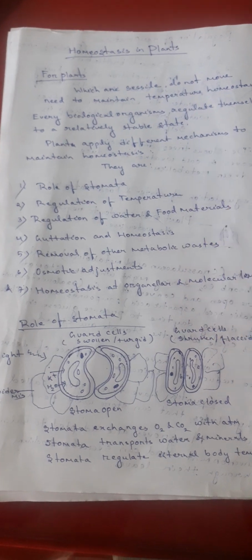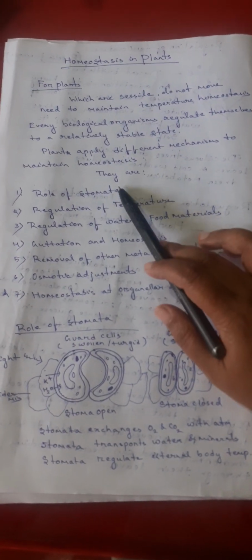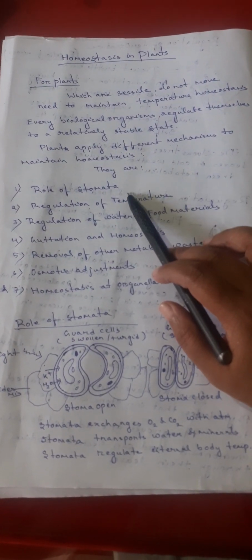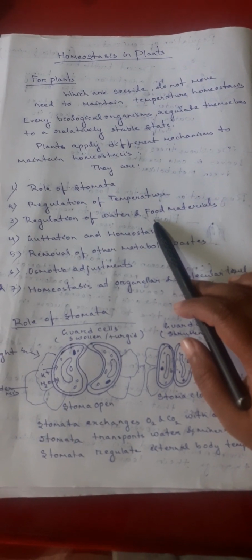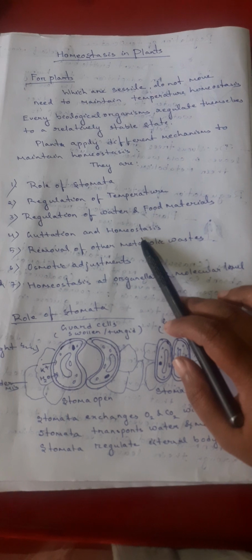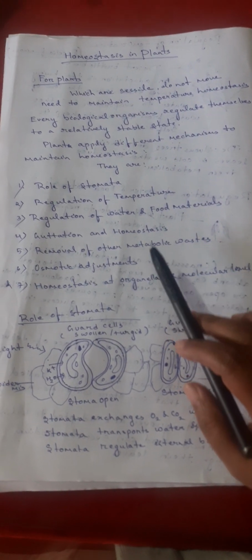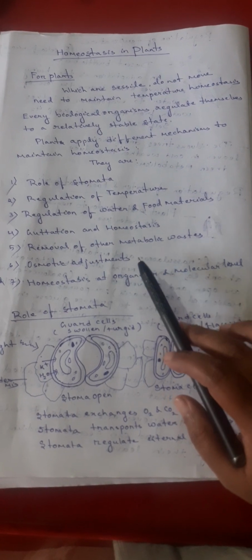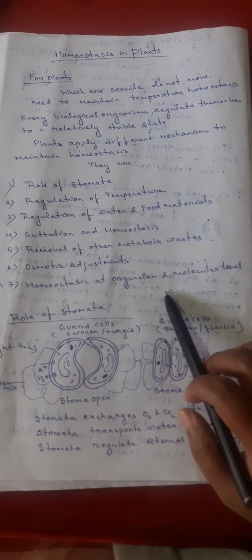They are: role of stomata, regulation of temperature, regulation of water and food materials, guttation and homeostasis, removal of other metabolic waste, osmotic adjustment, and homeostasis at organellar and molecular level.